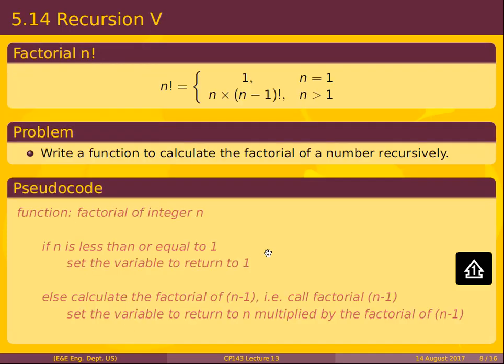So how are we going to implement this in code? Well, firstly, before we do that, we've got to find a general expression for this factorial calculation. And in general, n factorial is equal to 1 if n is equal to 1, or it's equal to n times the factorial of n minus 1 if n is greater than 1.